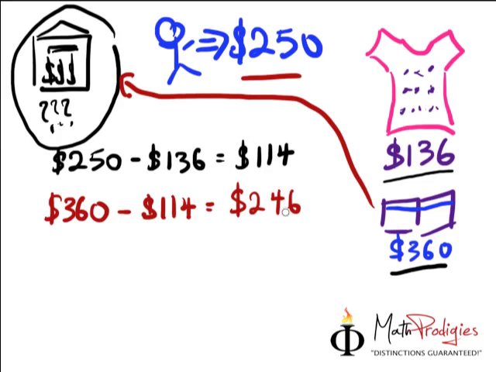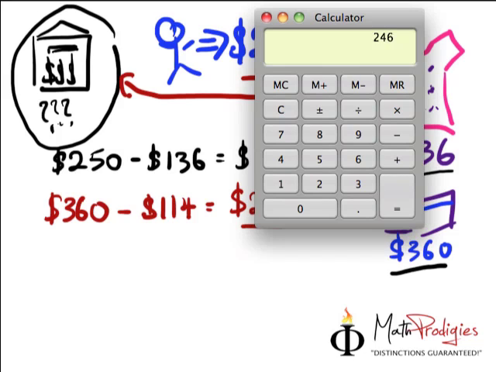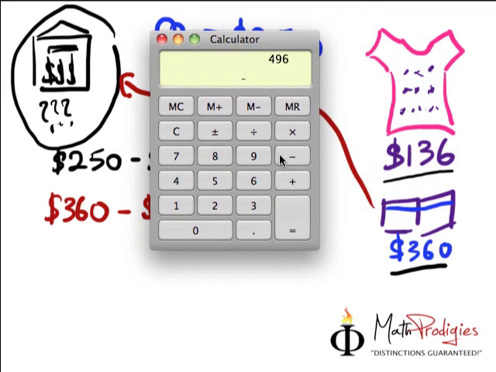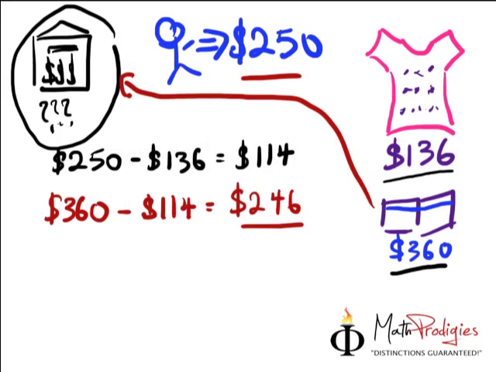So let's check whether it's right. If she really did take out $246 from her savings, at the end of the day she will have 246 plus 250 in her wallet, which is a lot of money. So she would have had $496. If she had spent 136, we minus 136, we will have 360. So we are correct. Good job. High five yourself. You are a math prodigy. And with that, that is the answer.